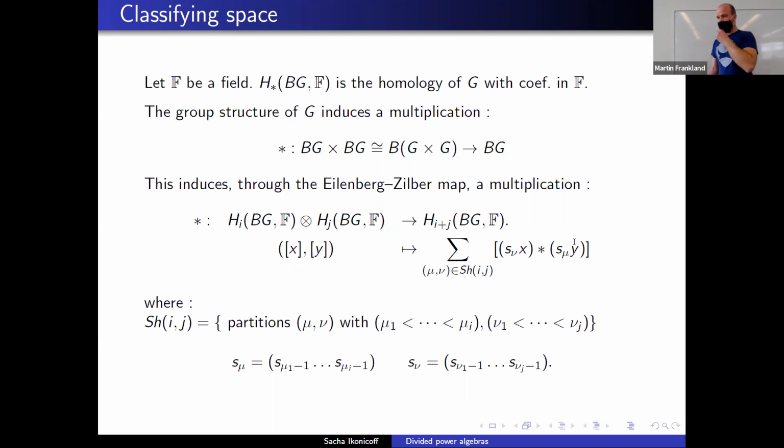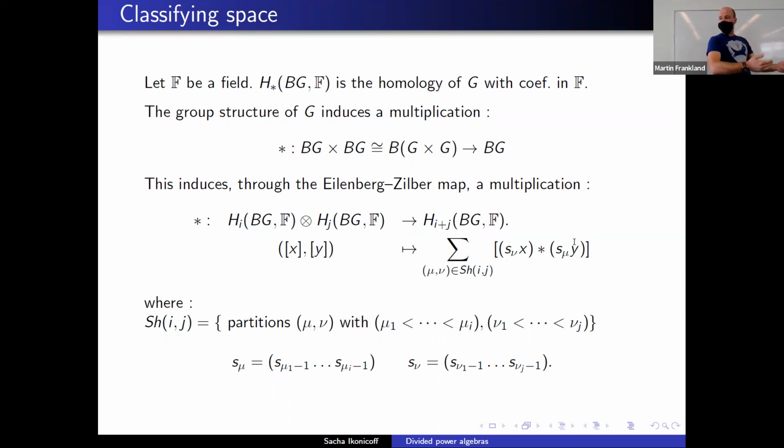So let me recall how this works. You take a homology class X of degree I and a homology class Y of degree J. You take a representative of each, and you want to apply degeneracies to both of those to obtain something of degree I plus J in both cases so that you can multiply them together.